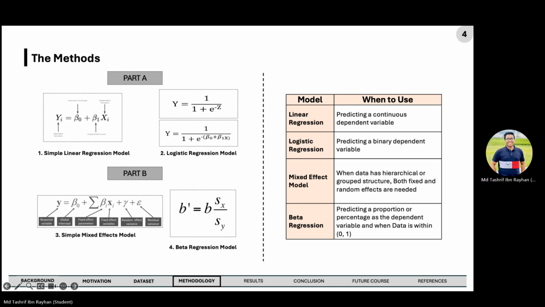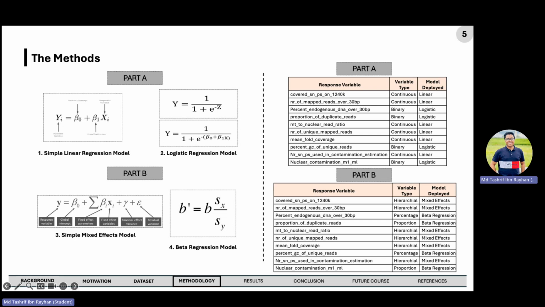Moving on, in part A of our project, we focused on deploying the appropriate model based on the type of response variable. For variables such as covered SNPs on 1240K and number of mapped reads over 30 base points, these are continuous variables, and so we used linear regression models. And when dealing with binary response variables like percent endogenous DNA over 30 base points or proportion of duplicate rates, logistic regression models were deployed.